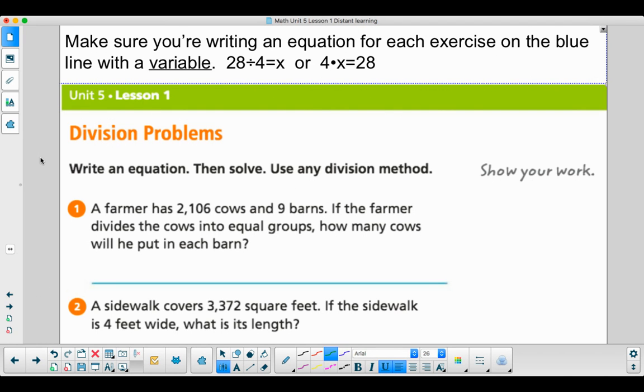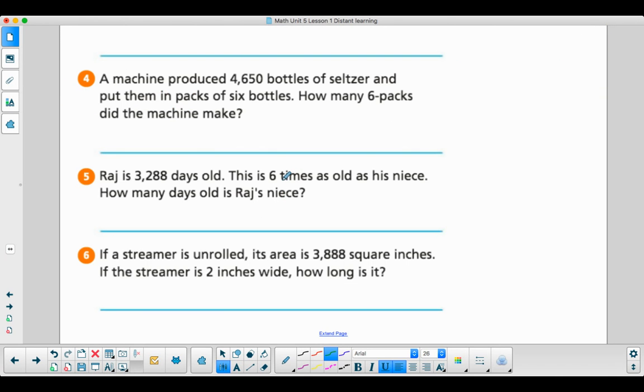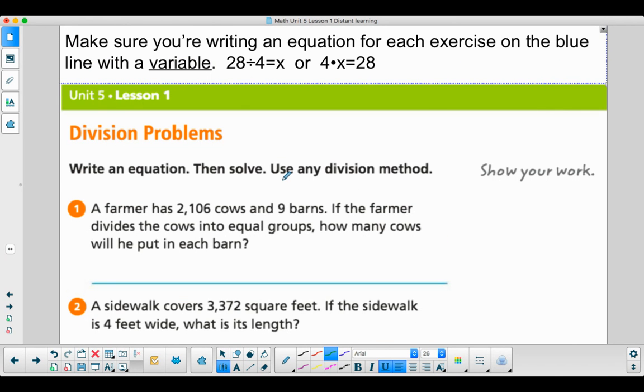So now you should be able to do the first page. I believe it's page 193. Make sure you write an equation on the blue line first. Remember, an equation uses a variable. So you will either write something like 28 divided by 4 equals x, or 4 multiplied by x equals 28.